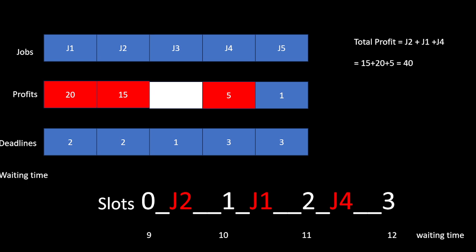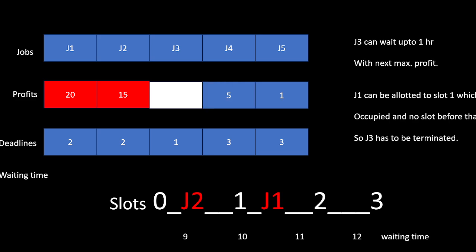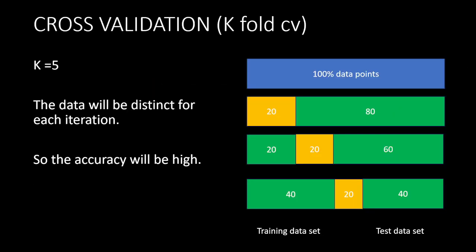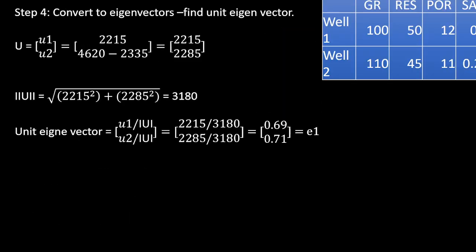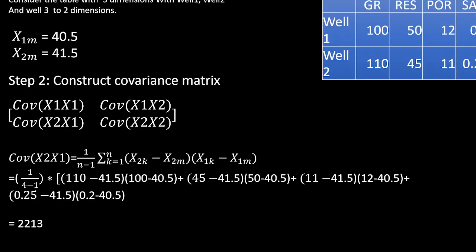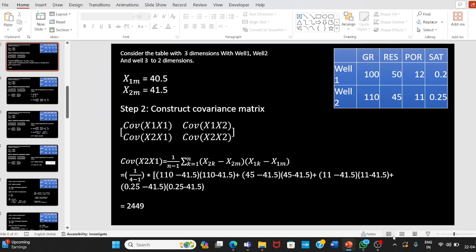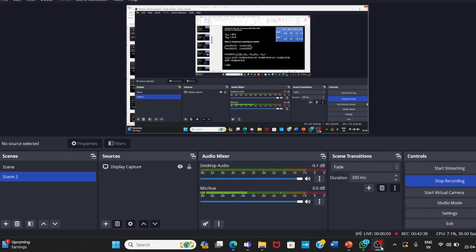I hope it was understood. So job scheduling, cross-validation, training data set, Naive Bayes, and principal component analysis: this is about today's class. Thank you very much, and we will be meeting in our next session.